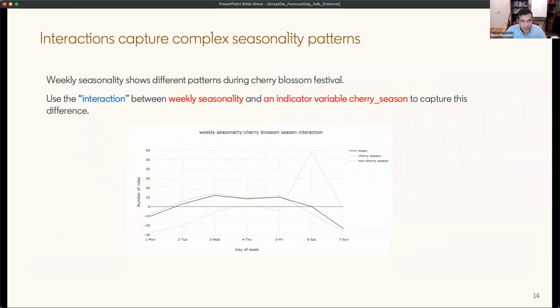But these patterns change quite a bit. For example, in Washington, DC, during the cherry blossom season, shown in orange, the weekly pattern is quite different. So your model needs to account for this, and we do. You can easily specify these kinds of special periods. Basically, the idea is to use interaction terms to capture these effects easily.